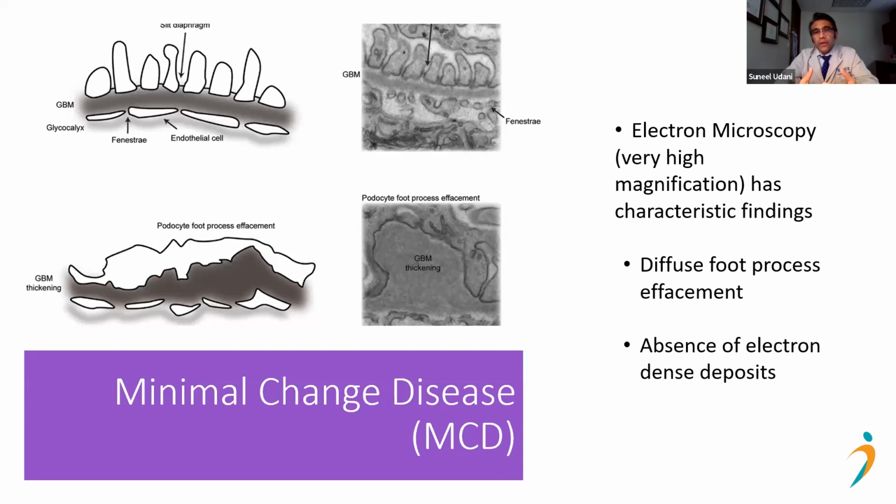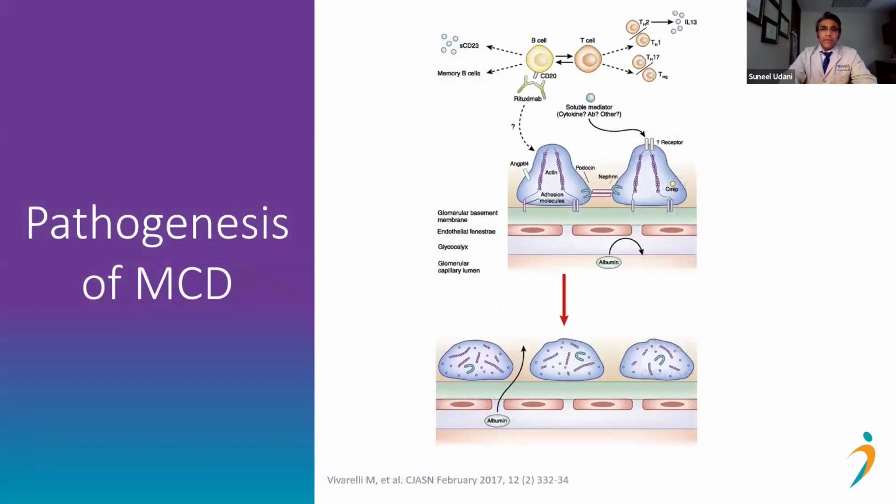So this all puzzles people to think, well, what's actually causing this injury? Is it antibodies? Is it something else, et cetera? And this image here from a few years ago does try to give a better depiction of our understanding of the pathogenesis, how the condition develops. On the top, you have those normal podocyte foot processes, and you see them attached to the glomerular basement membrane with a variety of proteins that are important.